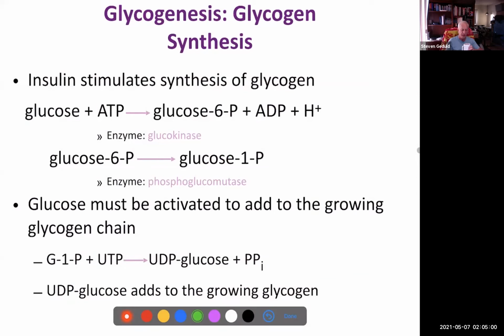Glycogenesis, now formation of glycogen. That's how you break down glycogen for energy. Now, how do we form glycogen? Glycogenesis happens when there's too much glucose in the bloodstream. We have more glucose than we need.